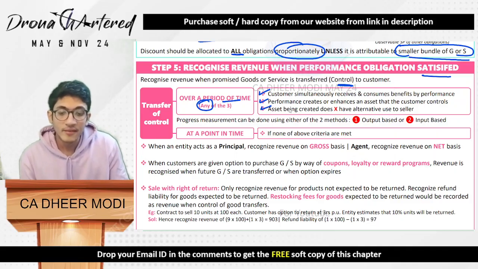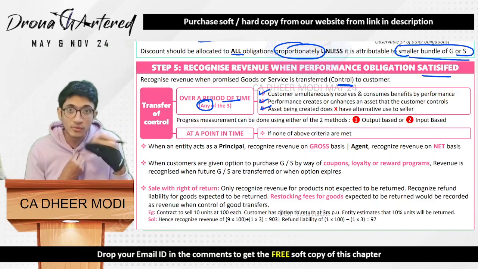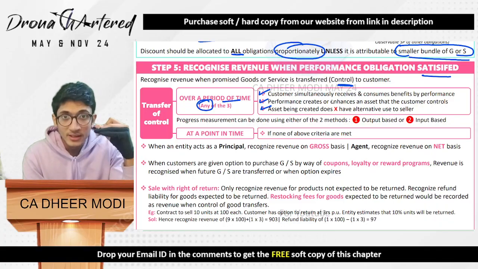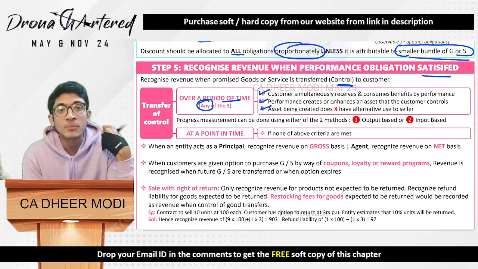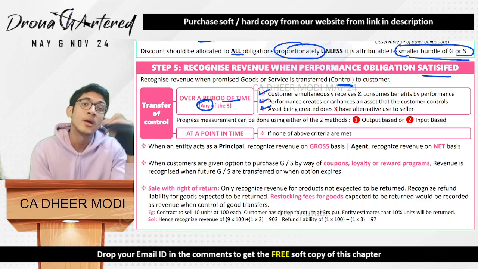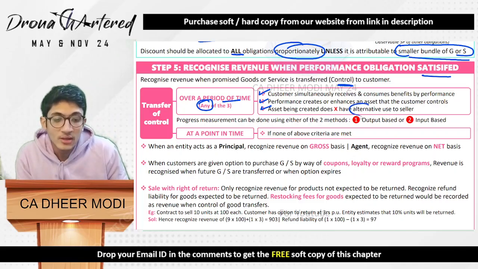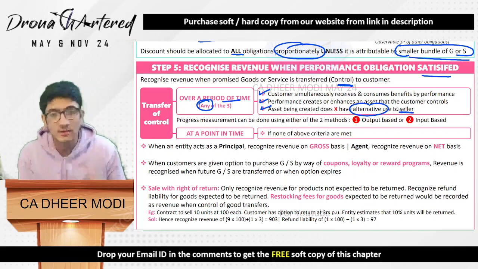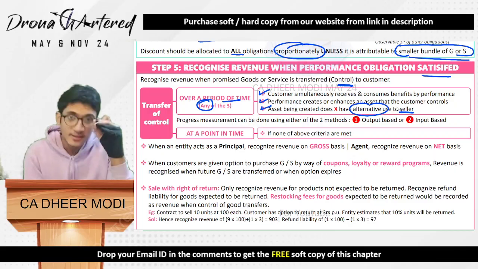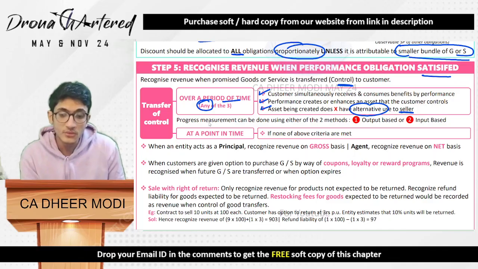Or third, if the asset being created does not have alternative use to the seller. That means if I am creating an asset for a client and this asset does not have any other use for me, that means if this client does not take it tomorrow, I will not be able to sell it to anybody else. It does not have any alternative use to the seller. I am the seller. Then in such a case, control is being transferred to the customer.